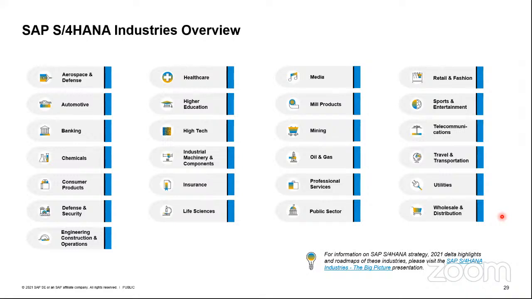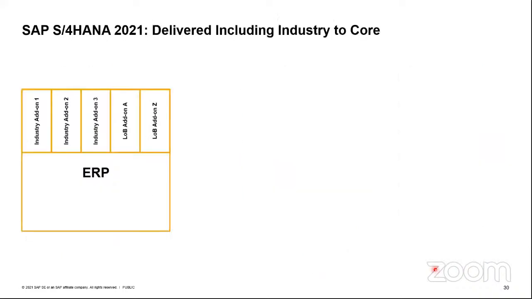This is also an overview of the industries that are available in the core. They were available earlier as add-ons. They are also available now in the core. This is to be distinguished from the industry cloud point solutions that I talked about. This is a combination of core plus, that is the broad picture. So you can get the delta highlights and roadmap for industry specific. If you want to find out, you will get it in the presentation, which is linked to from here.